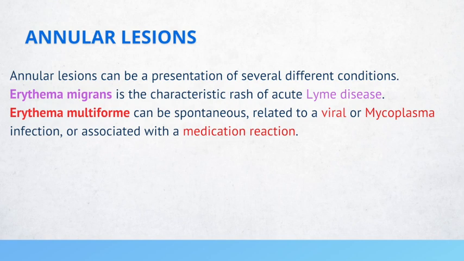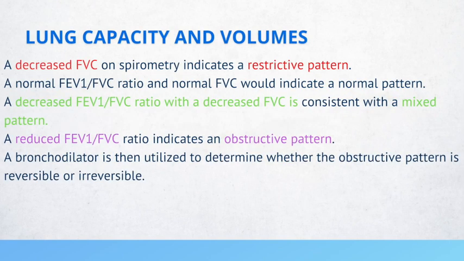Knowing how to interpret the different changes in lung volumes and lung capacities is also high yield. If there is a decreased FVC, this indicates a restrictive pattern, while a reduced FEV1/FVC ratio indicates an obstructive pattern. Very, very high yield.